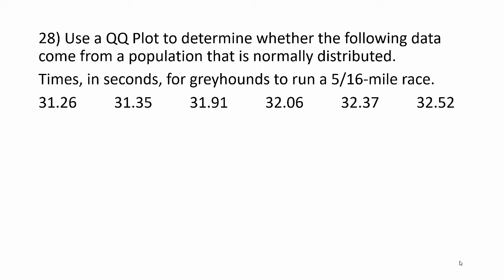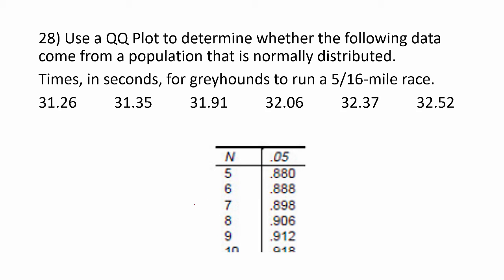When we make the QQ plot in StatCrunch, we're looking to determine if the graph is roughly linear and if the correlation statistic is greater than the critical value that comes from the table for n equals 6. So when n equals 6, we see that the critical value is 0.888. If the correlation statistic is greater than 0.888, we can conclude that the data come from a population that's normally distributed. Otherwise, we cannot. Let's go to StatCrunch.